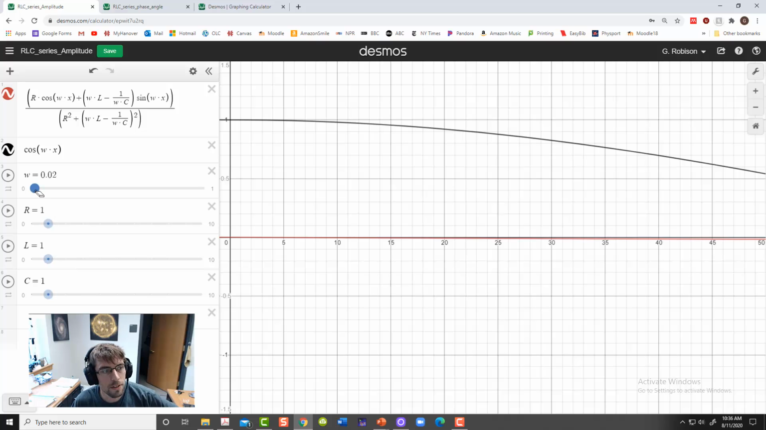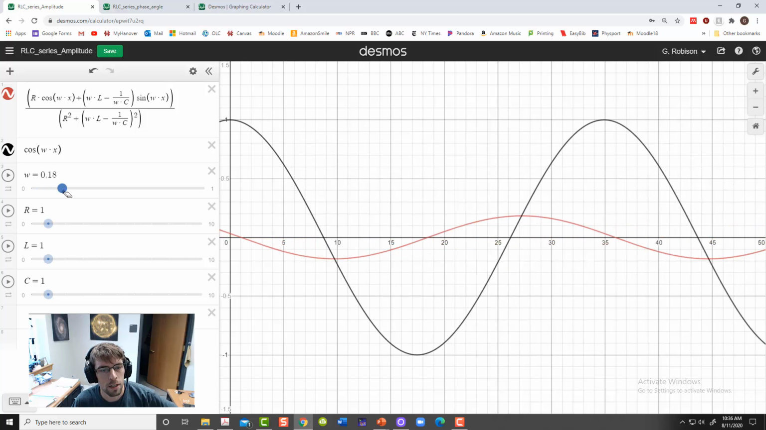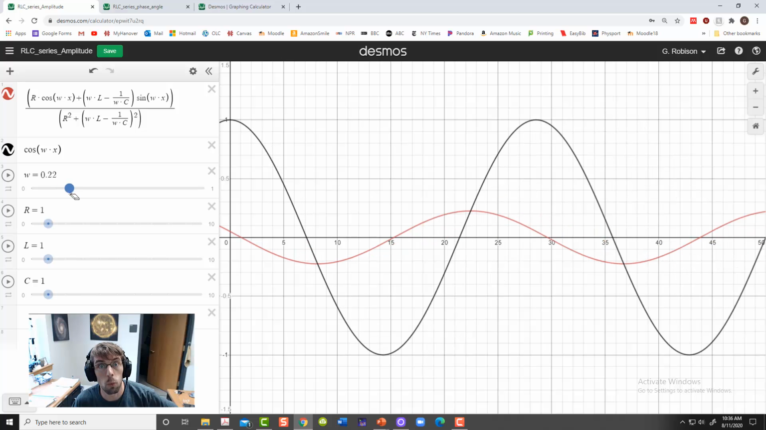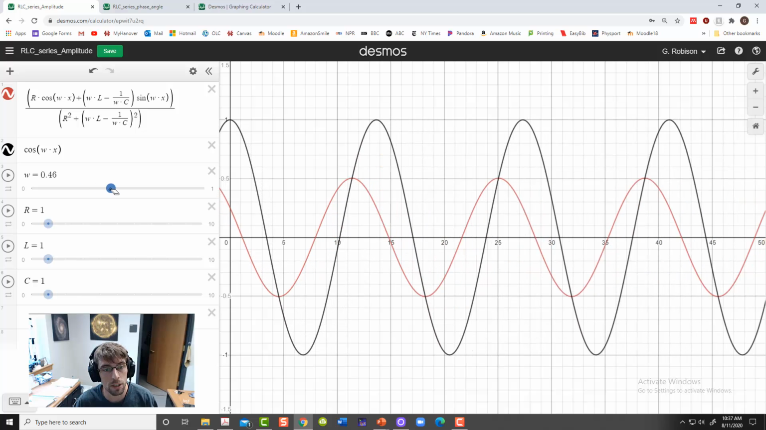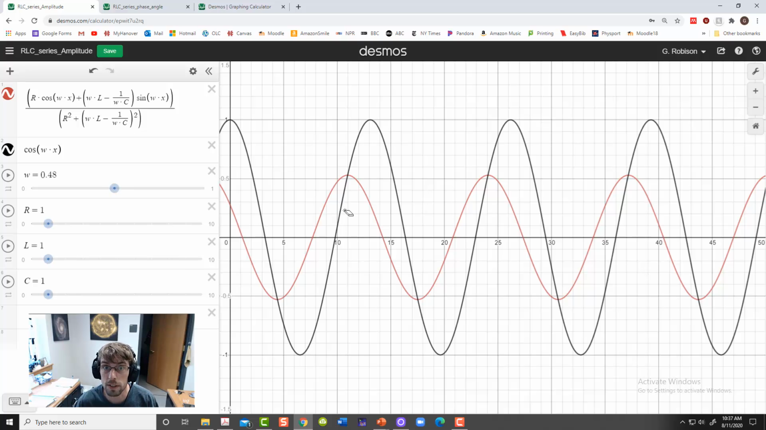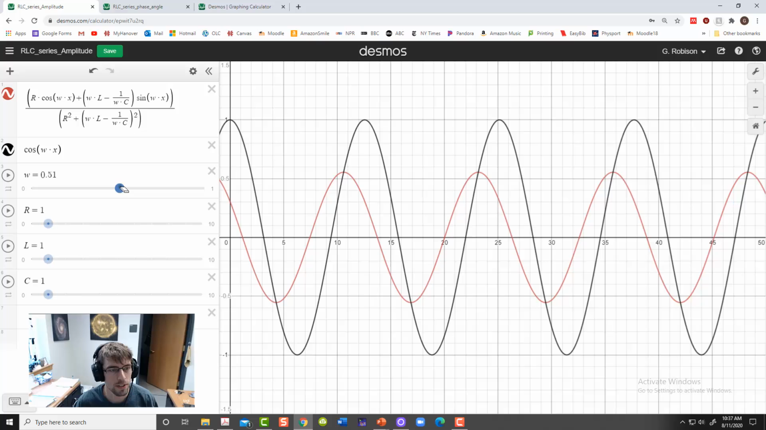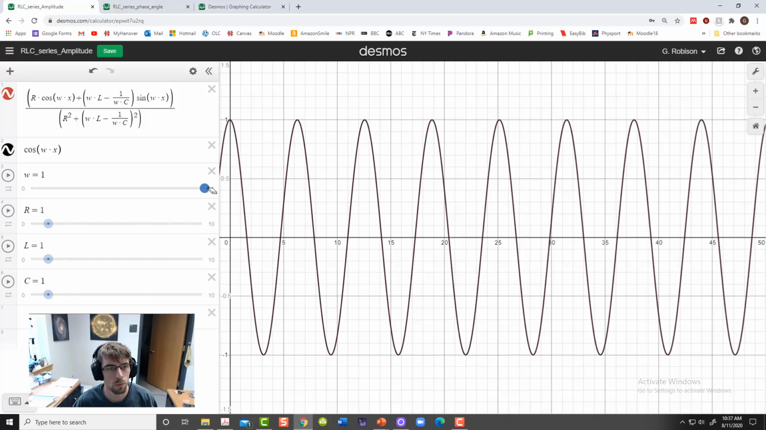Well, what happens if I start jacking up omega? As I start getting larger on omega, you'll notice, first of all, that more waves are present on the screen. It's because I'm causing the oscillation to go faster. And in addition to that, the amplitude of the resulting current across my circuit is increasing. And you'll see, as I get closer and closer, it's almost 1, right there. When omega is equal to 1, they actually match.